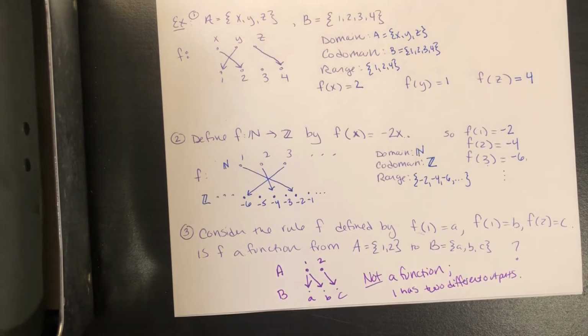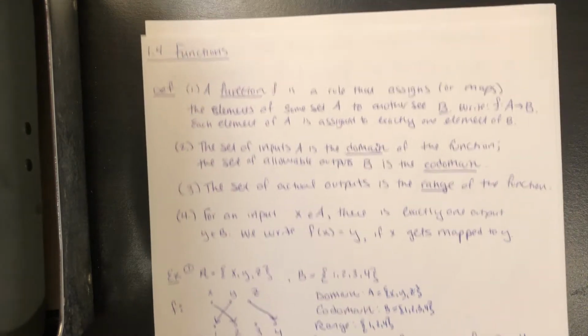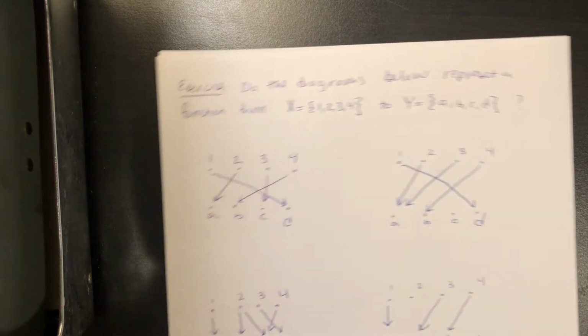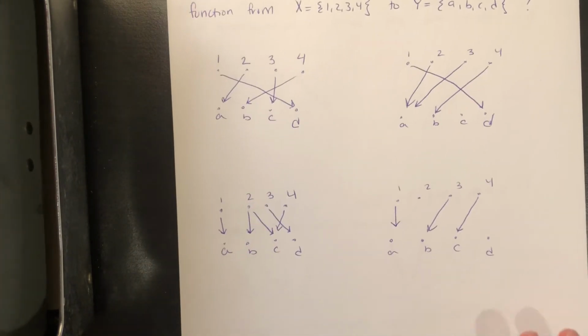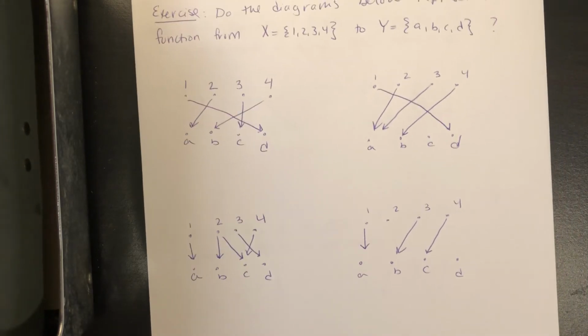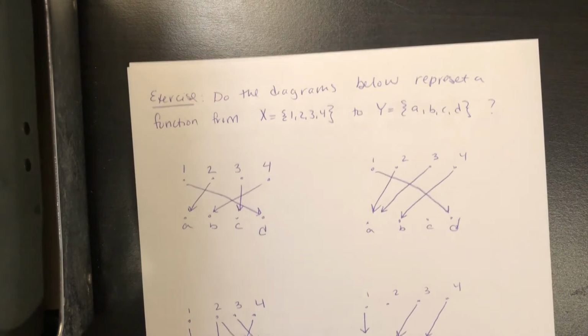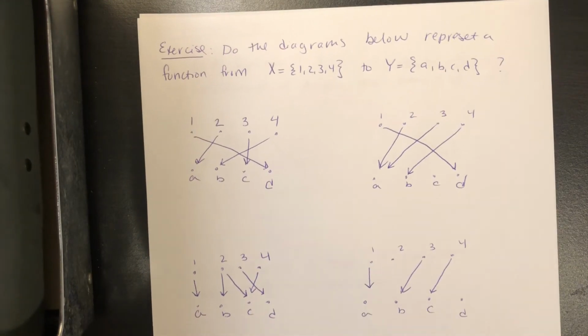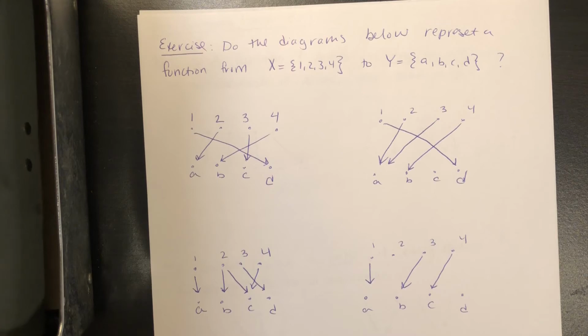Okay, well, what about the reverse of that? Could you have 2 different inputs giving you the same output? As it turns out, the answer is yes. So let's look at some examples here. Do each of these diagrams represent a function from X, that's 1, 2, 3, and 4, to Y, a, b, c, and d? So there's 4 diagrams here. You might want to pause the video and look at these 4 and see if these seem like functions or not, right? So let's go through it.